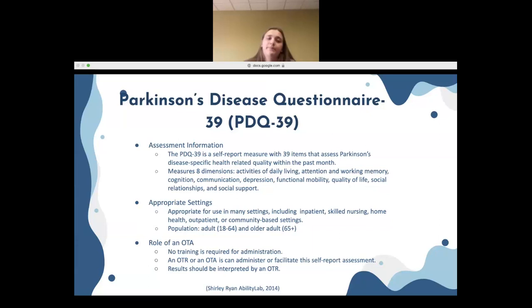Remember that this is a self-report measure and individuals self-report the results for each question. In accordance with appropriate practice guidelines, an OTR should interpret the results and collaborate with the OTA and other members of the care team to establish or update an appropriate plan of care.